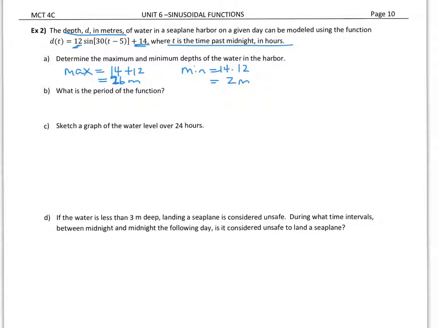What's the period of the function? So that comes from the k. The period is equal to 360 divided by the k value. So in this case, it's 360 divided by 30. And 360 divided by 30 is equal to 12. So the period is 12, and that goes with our independent variable, which is t, and that's time in hours. So the period is 12 hours.